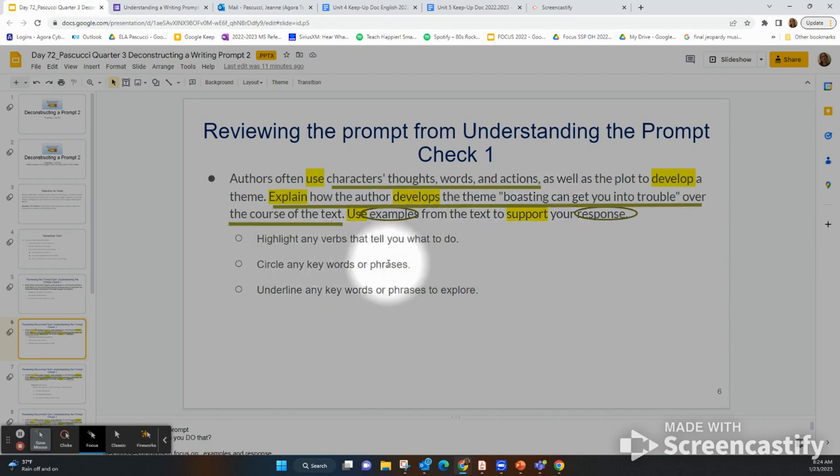Circle any keywords or phrases. Some of the things that I thought were keywords and phrases were use examples. So I remember I have to actually get some evidence, okay? And the response, that's your writing. You want to underline any keywords or phrases to explore. One of those things is characterization. Characters, thoughts, words, and actions. Okay? Or explain how the author develops the theme. And it gives you one of the themes.